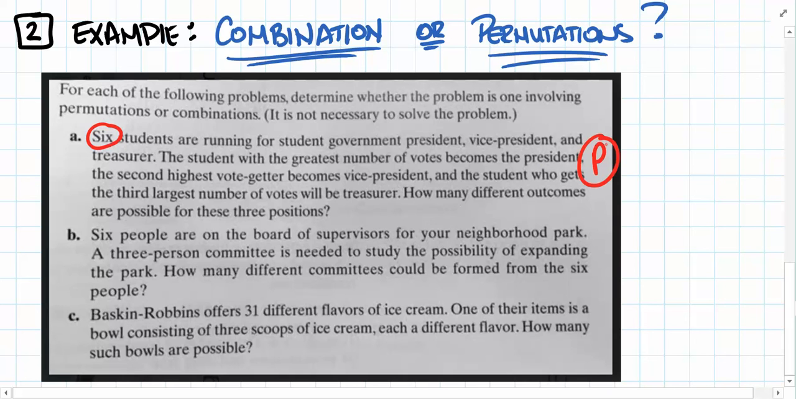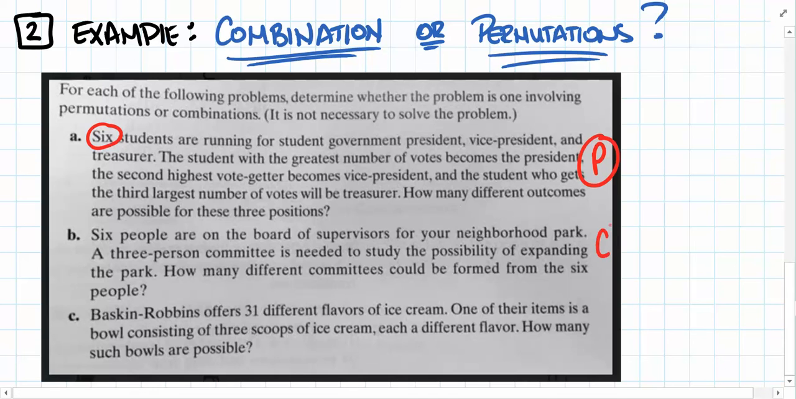Let's look at example B. 6 people are on the board of supervisors for your neighborhood. A 3-person committee is needed to study a possible expansion. How many different committees can be formed from the 6 people? So take a guess right now. Do you think it's a combination or a permutation?